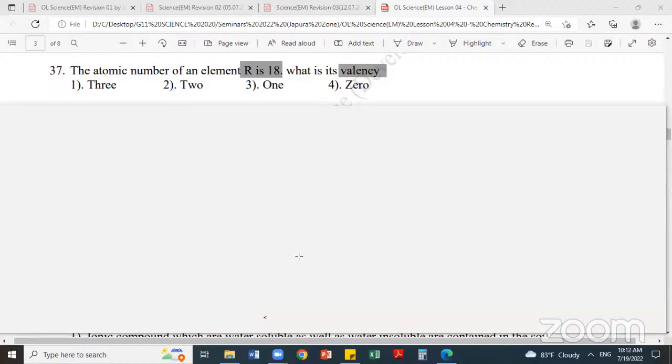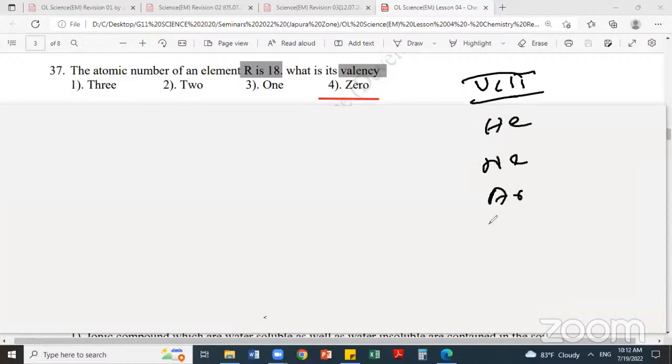The answer is 0, because it's a noble gas. That is also called the zero group. Look at the screen. What are the elements under group 8? Helium, neon, argon, krypton, xenon, radon. So this is also called the zero group. The reason is their valency is 0.